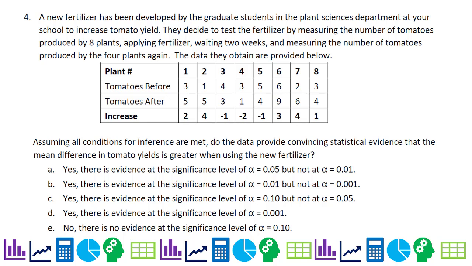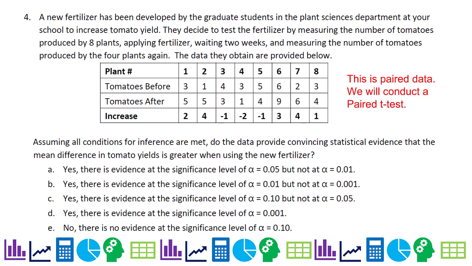Number 4. A new fertilizer has been developed by the graduate students in the plant sciences department at your school to increase tomato yield. They decide to test the fertilizer by measuring the number of tomatoes produced by 8 plants, applying fertilizer, waiting 2 weeks, and measuring the number of tomatoes produced by the 4 plants again. The data they obtain are provided below. Assuming all conditions for inference are met, do the data provide convincing statistical evidence that the mean difference in tomato yields is greater when using the new fertilizer?